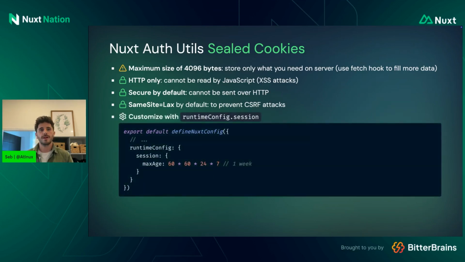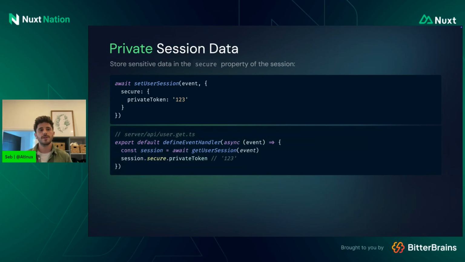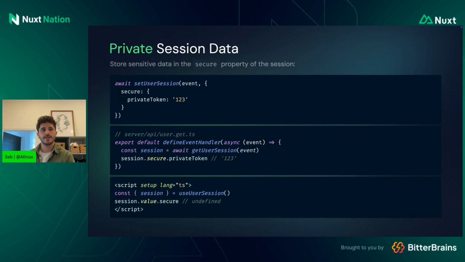And you can customize all the session and cookie options using the runtime config. Here, I'm setting the max age to 1 week. To store private session data, like I mentioned earlier, you can use the secure property. In an API route, you can read session.secure, but on the app side, session.value.secure will be undefined. It's quite similar to the runtime config and public runtime config in Nuxt.